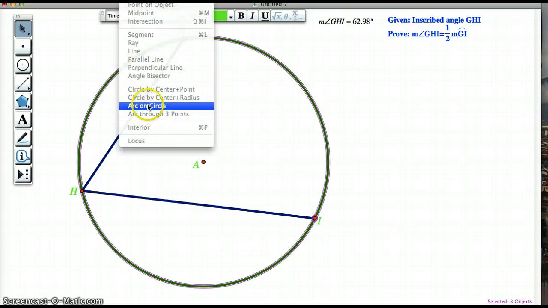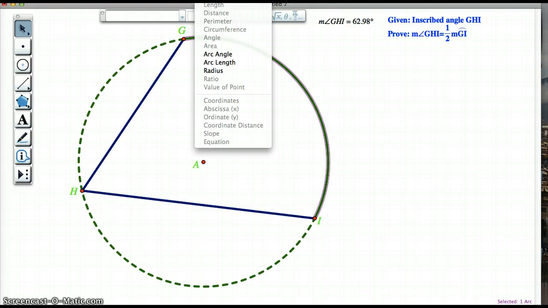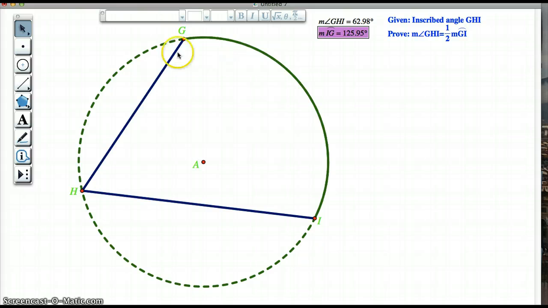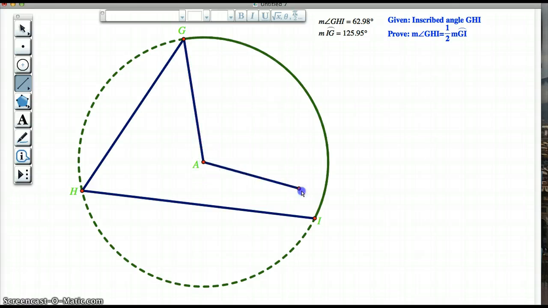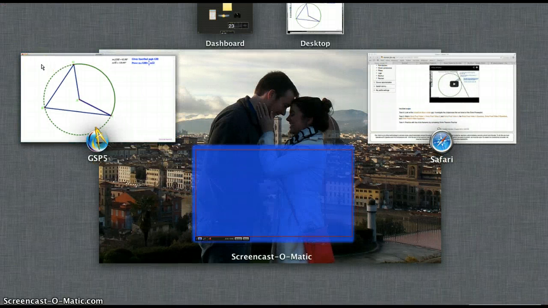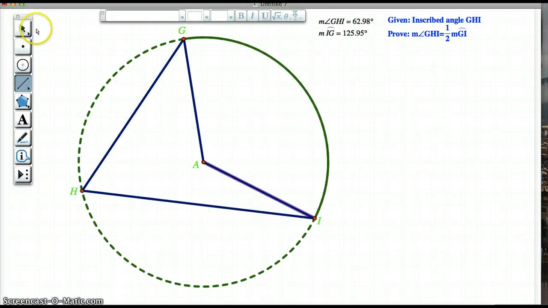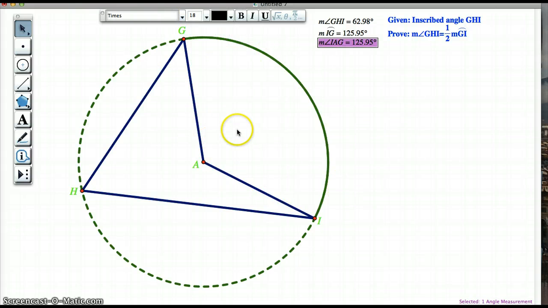So let me show you that. We're going to construct that arc on the circle. We're going to measure that arc angle. And you see that the inscribed angle is 1/2 of the arc angle. And remember that the arc angle, by definition, is just the measure of the central angle that intercepts that arc. So the arc angle of GI is going to be the same thing as the measure of GAI.